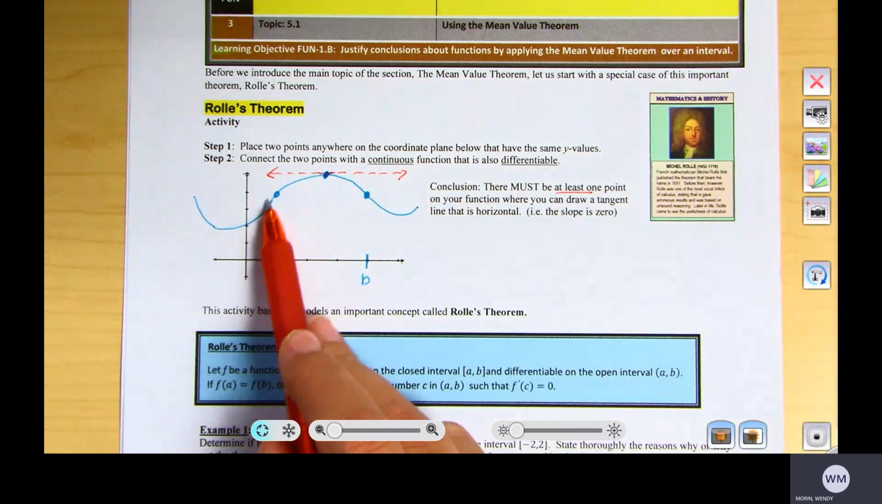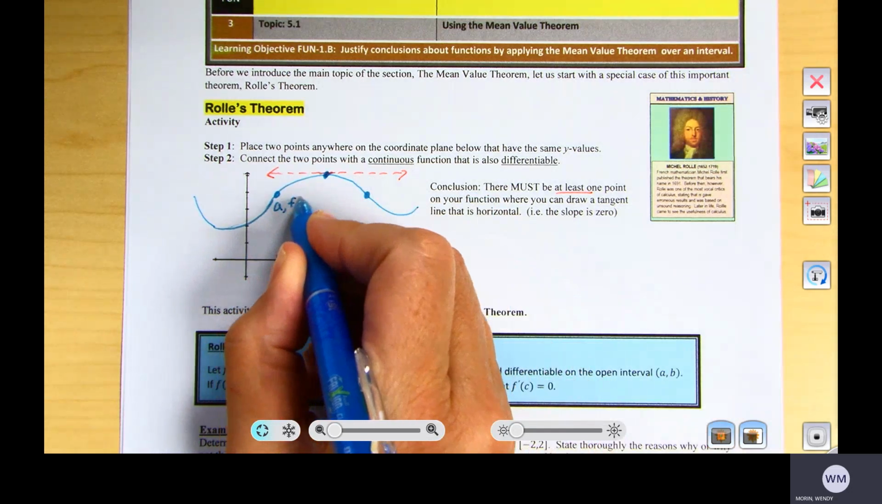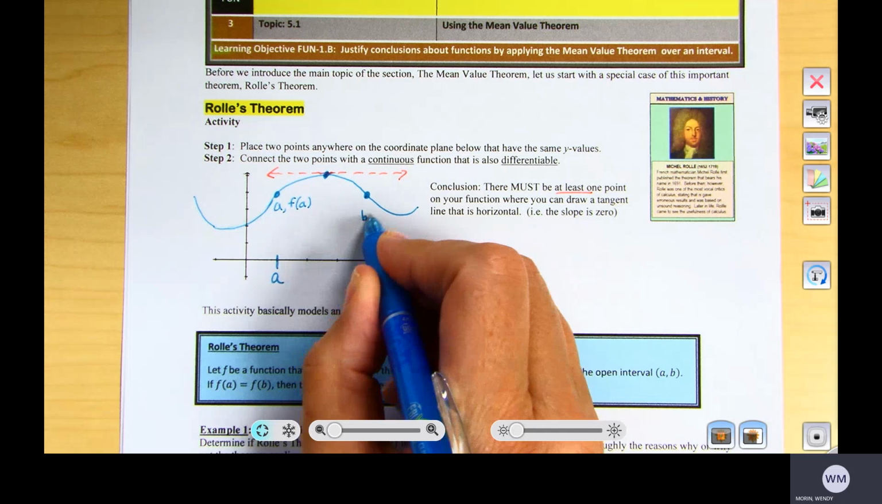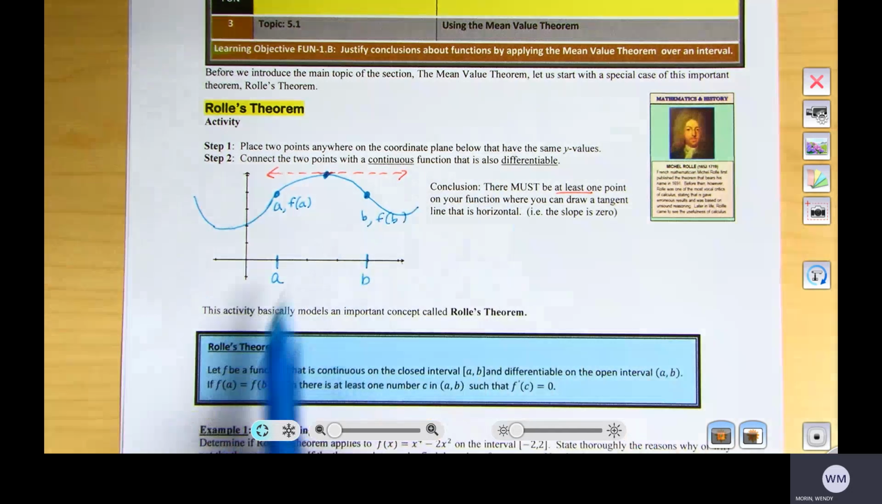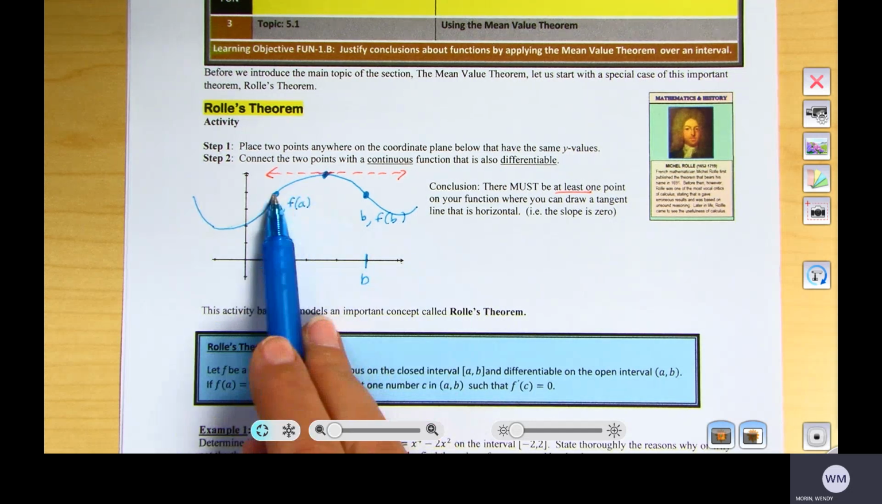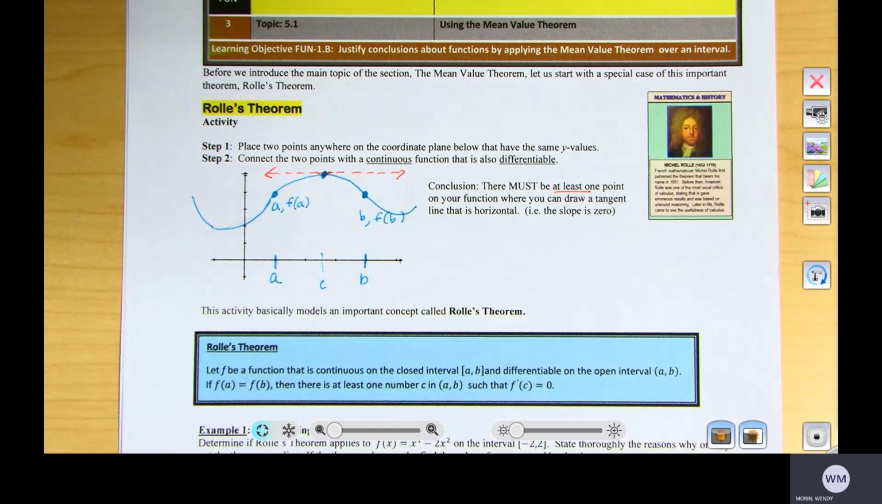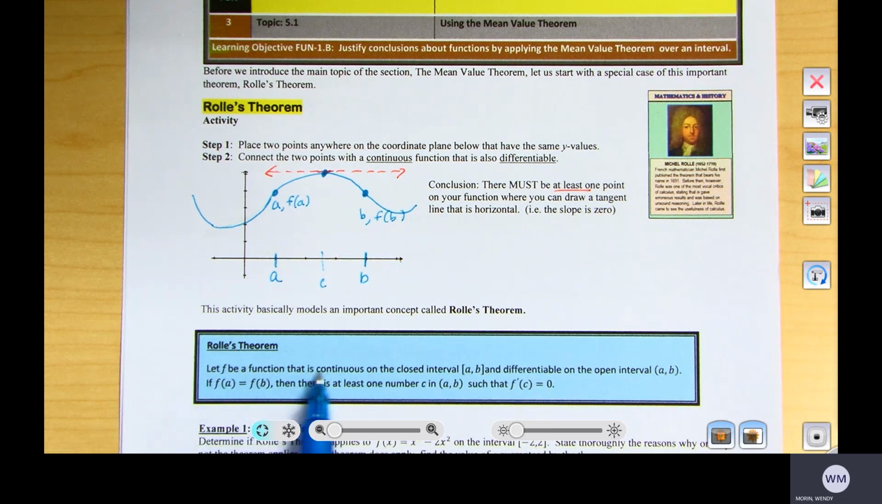So if a function is continuous and differentiable, and the y values are the same, so this point here is A, f of A, and this point here is B, f of B. If f of A equals f of B, which it does, then there must be at least one point somewhere between A and B, we'll call it C, where you can draw a tangent line that's horizontal. That's Rolle's theorem.